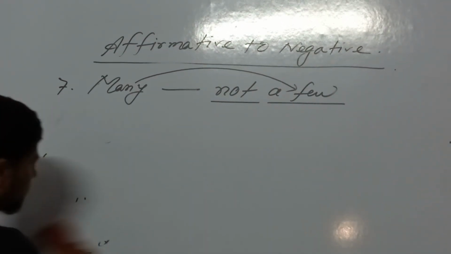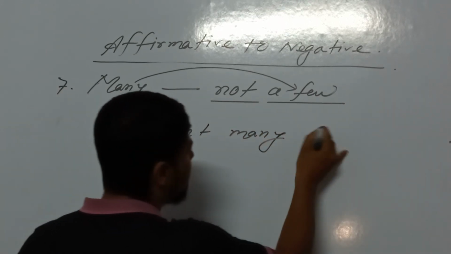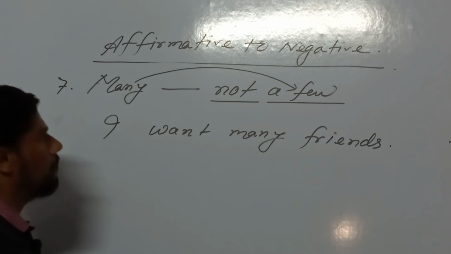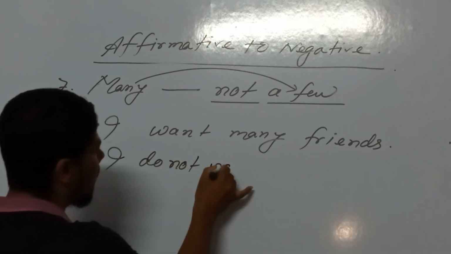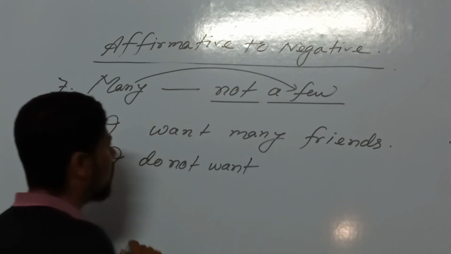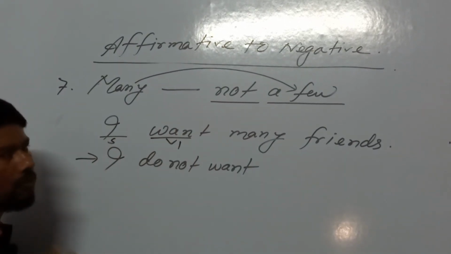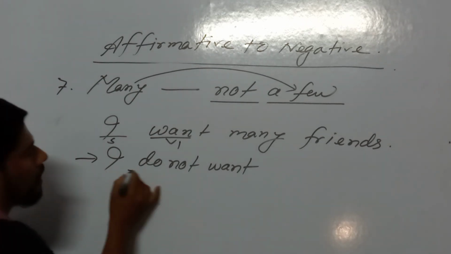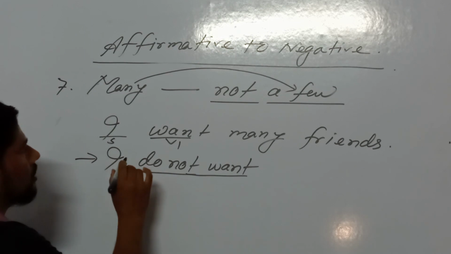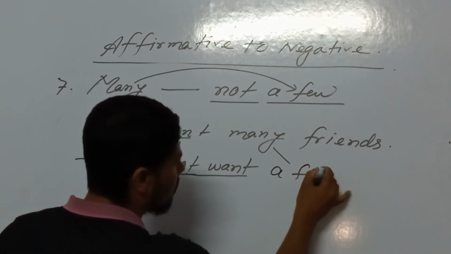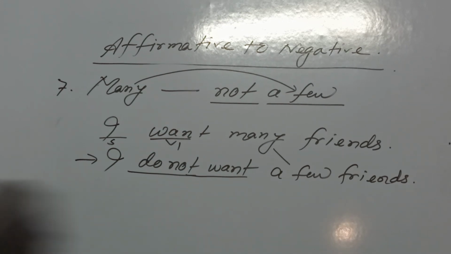So let's see the example. I want many friends. So at first we have to make the sentence negative. I do not want. So as I told you, we have to make the sentence negative. This is an instance of present indefinite tense, and how can we make it negative? After the subject we have to write "do not," then it will be negative, and after that we have to write the main verb, and instead of "many" you have to write "a few," then it will be negative. So in this way we can make the sentences negative.